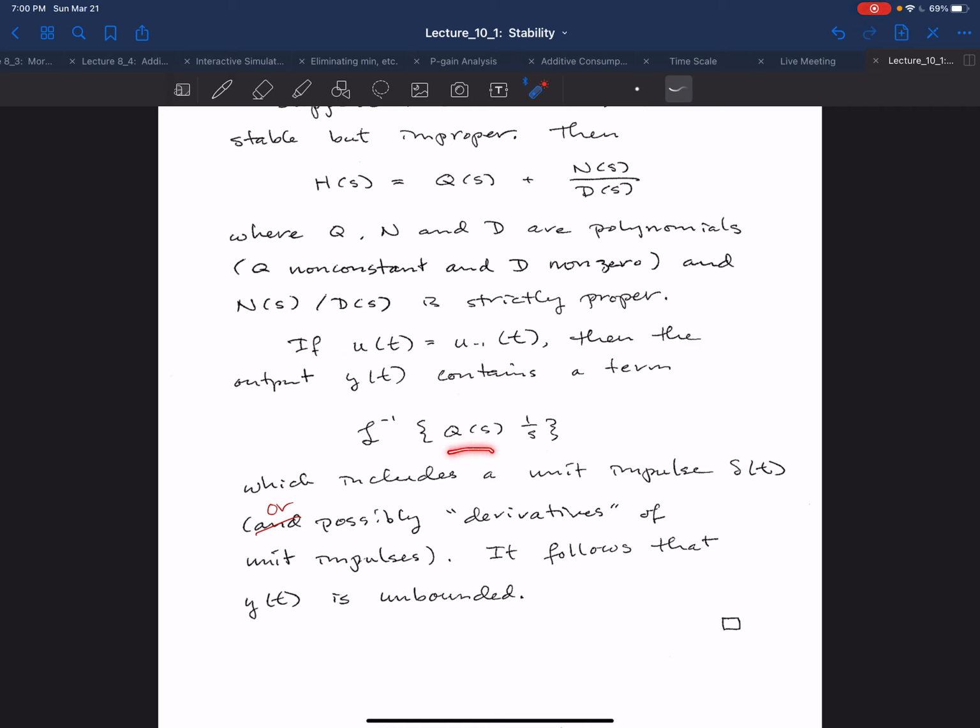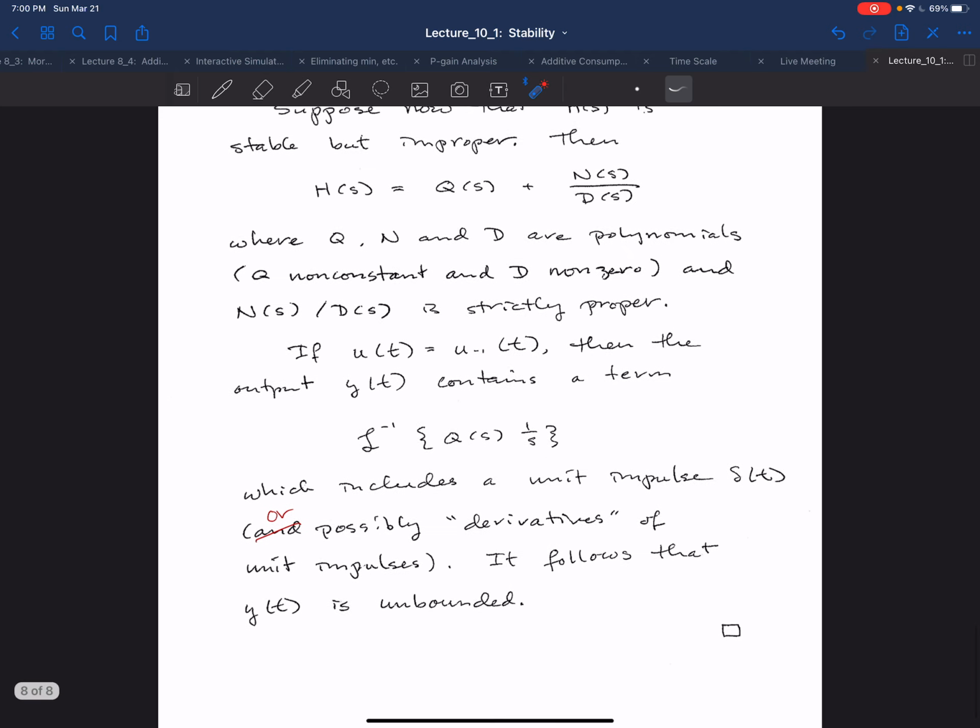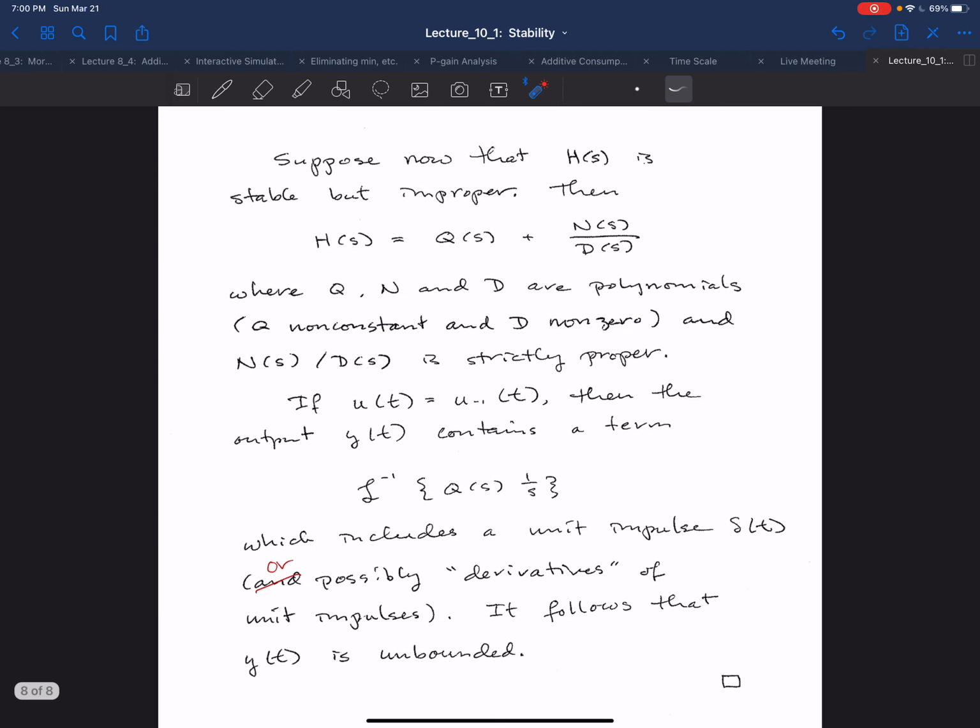We don't necessarily have terms in s here. We could have higher order terms in s, which correspond to what are called derivatives of unit impulses, and there again you have an unbounded signal. So as long as we have this non-constant polynomial Q(s), which we will have if the transfer function is improper, then when we feed in a step input, we will get an unbounded response. So this proves that not only must the transfer function H be stable for BIBO stability, it must also be proper.